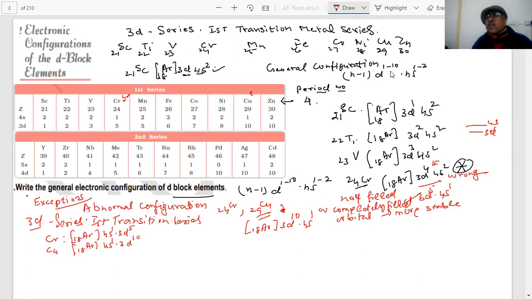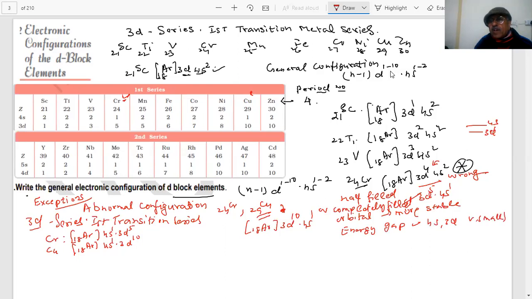These are also called abnormal configurations. Wherever half-filled or completely filled subshells are there, students, this will happen. Therefore, students, the energy gap between the two sets of orbitals, 3d and 4s, is very small. This is the reason we have given you. If they ask you the reason, the energy gap between 4s and 3d is very small.